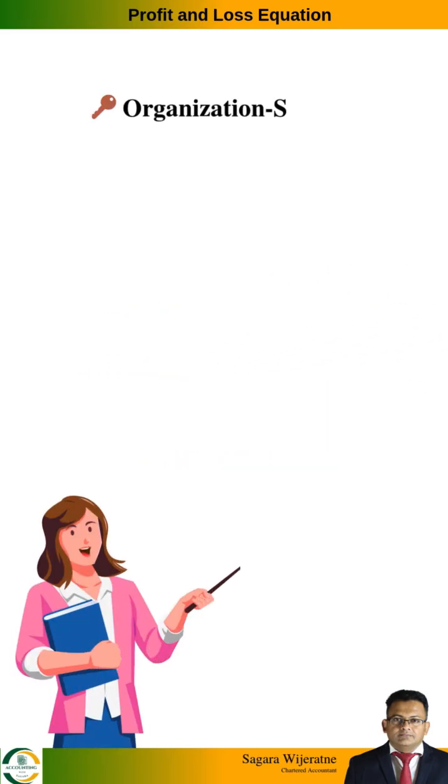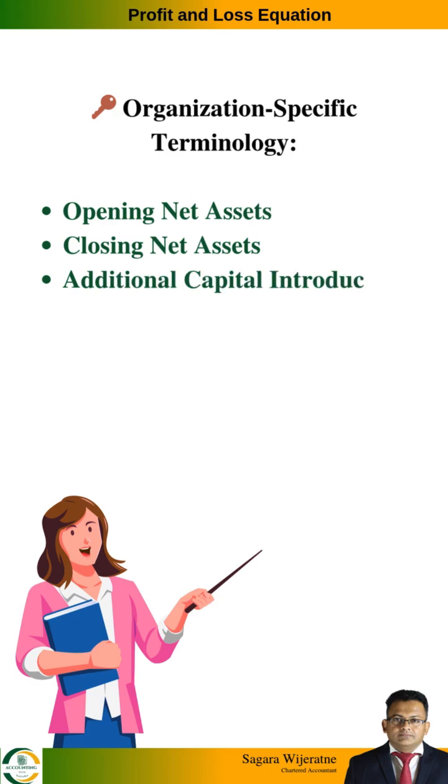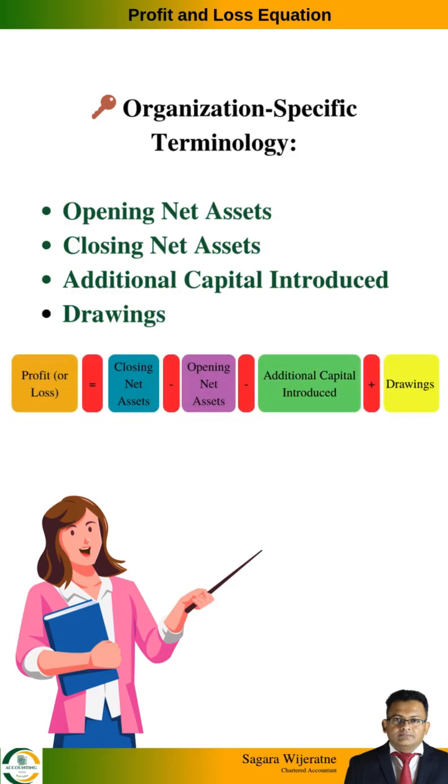Organization-specific terminology for the profit or loss equation. Opening net assets, closing net assets, additional capital introduced, drawings. Equation. Profit or loss equals closing net assets minus opening net assets minus additional capital introduced plus drawings.